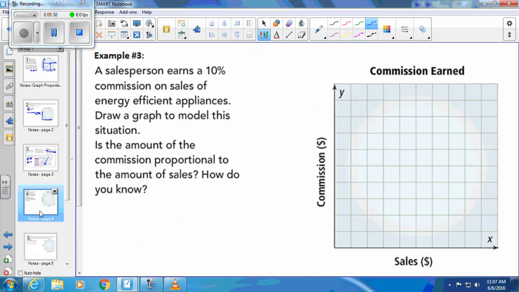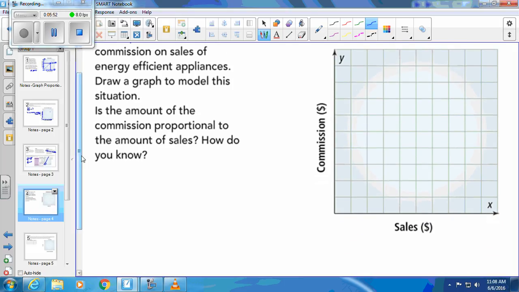Example number 3 states a salesperson earns a 10% commission on sales of energy efficient appliances. Draw a graph to model this situation. Is the amount of commission proportional to the amount of sales? How do you know? So I like to organize my information by using a table here.